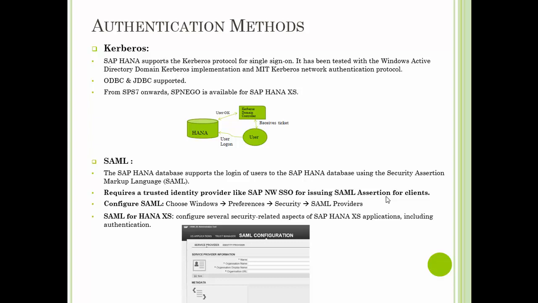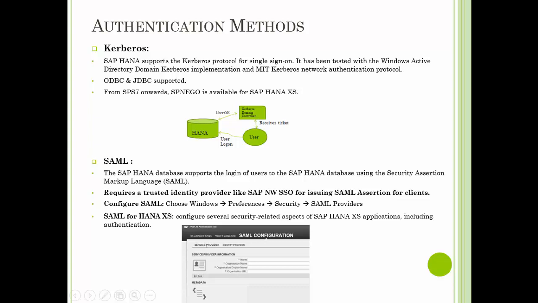Once the SAML assertion is issued by an identity provider after the client successfully gets authenticated, the assertion is then forwarded to the SAP HANA database, which will grant access based on the previously established trust to the identity provider. So we need an assertion certificate to work with SAML.